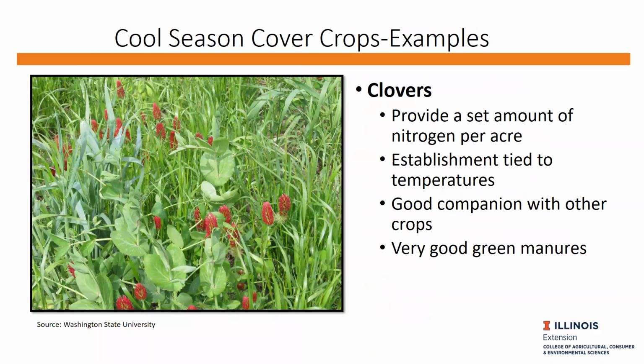Clover is another category, of course, too. Lots of good organic matter, and a good amount of nitrogen added into the soil system. It can be a good companion plant with other crops. It can also be a very good green manure in that system too. But it's one that can balance out my soil fertility needs here.